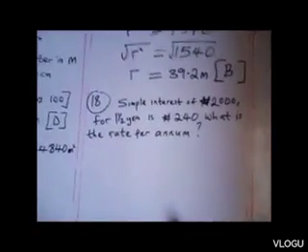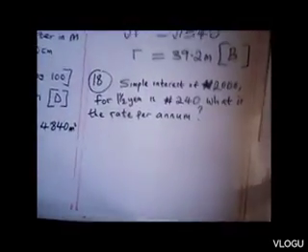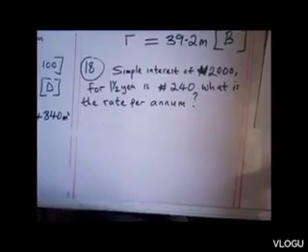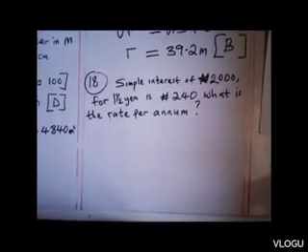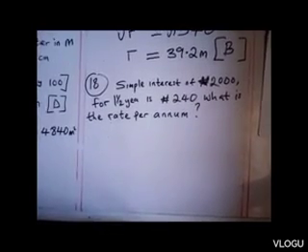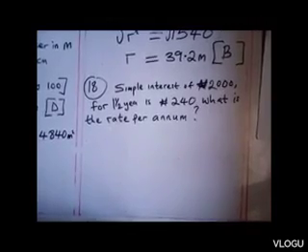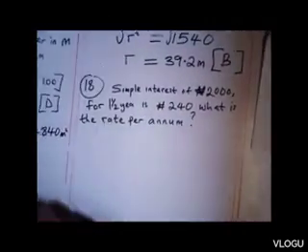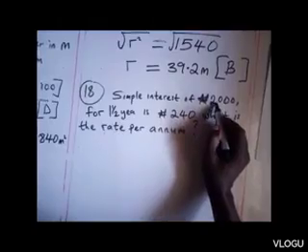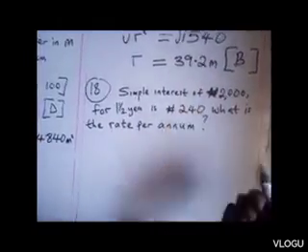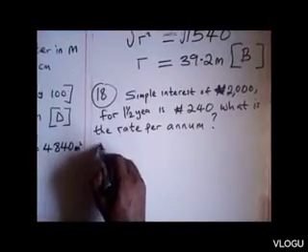Okay, question 18 reads thus. I already drafted it out, but let me read it from the question paper. The simple interest of 2000 naira for 1.5 years is 240 naira. What is the rate per annum? What is the interest rate per annum? So to calculate this, let's use a very straightforward formula. We're trying to calculate rates.